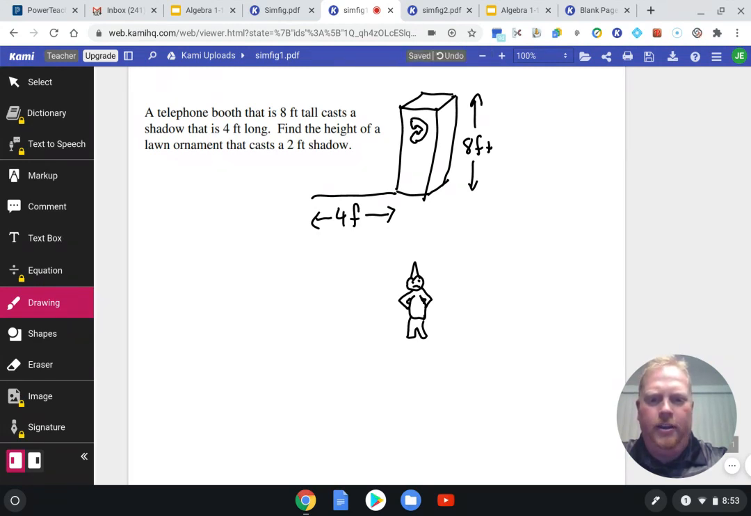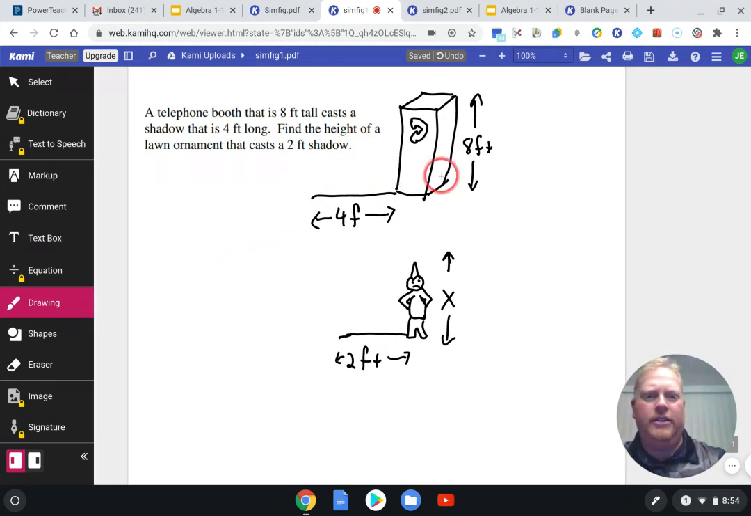Okay, so there we've got a little lawn gnome. I have no idea how tall it is, but I do know that the shadow is 2 feet. And the height, what I'm looking for, that's my unknown. So I'll call that x. Which begs the question, if I can measure the shadow, why can't I just measure the gnome? Nobody gnomes. So let's go ahead and set up a proportion.